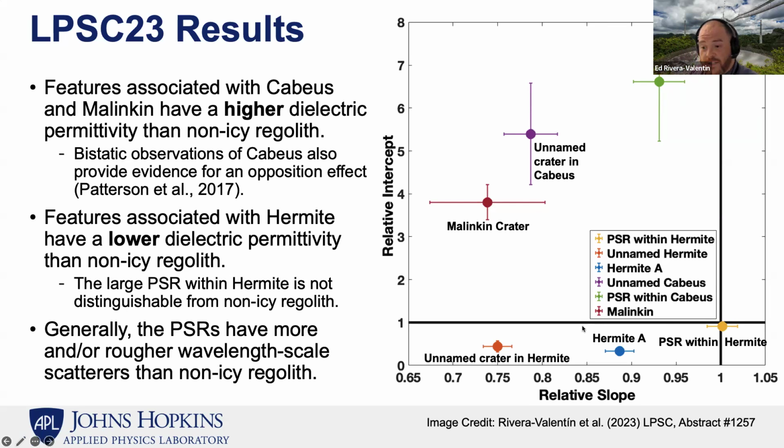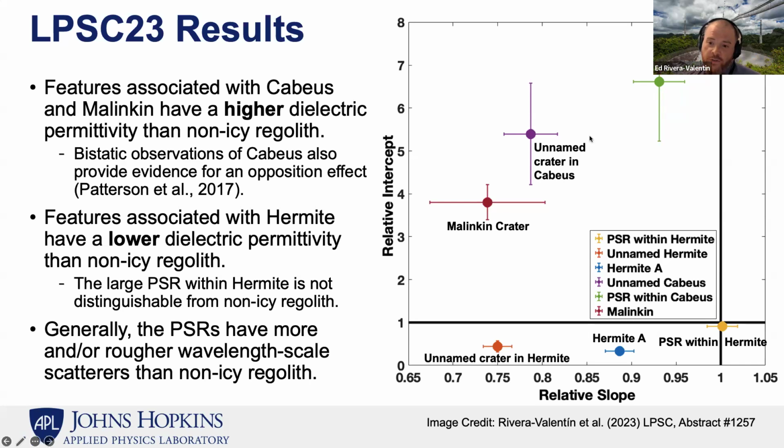And one of the results ends up being, so there's a PSR within Hermite here in yellow, orangey yellow, let's call it gold, where you see my mouse hovering over it. You see that the ratio of it with respect to the intercept and the slope as compared to a nominal terrain is basically 1, right? So that means that section that is a PSR within Hermite is at least indistinguishable from nearby terrain in terms of dielectric permittivity and its general roughness. So perhaps it doesn't have water ice, or perhaps it's buried deeply enough.